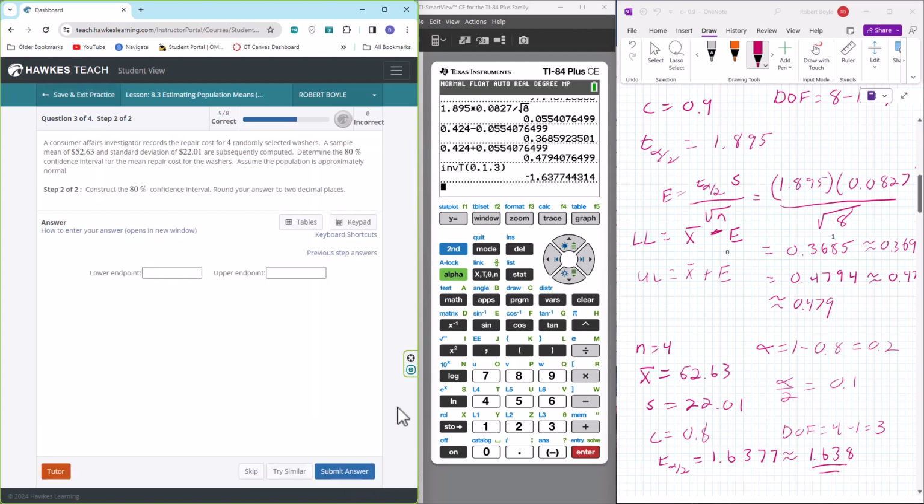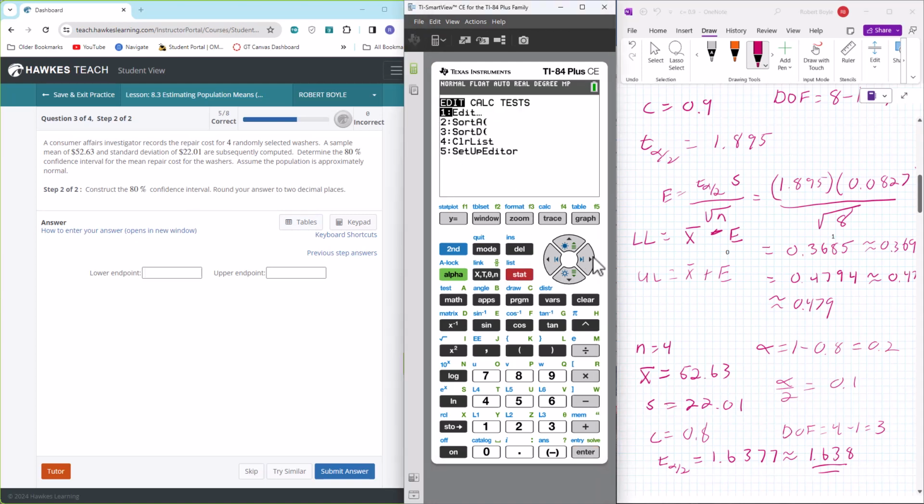Now for the next part, we actually want to use the T-interval test, so we can find that in STAT. We want to go over to tests, and we are looking for T-interval, which happens to be 8. Now for this one, we want to make sure that we're using statistics. Our sample mean happens to be 52.63. Sample standard deviation is 22.01. Number of samples is 4. Our C interval is 0.8.